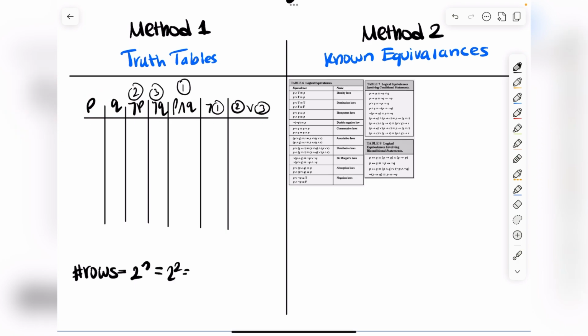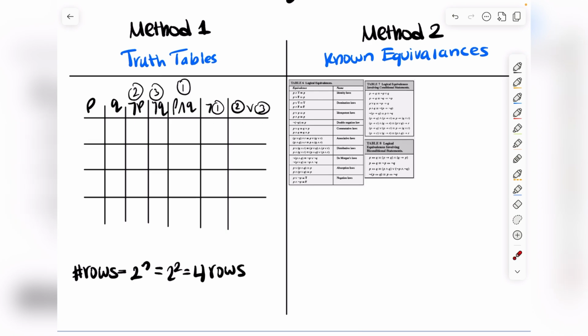This is 2 squared, which is 4, so we're going to need 4 rows. Second question, how do we fill in the table? We take the number of rows divided by 2. We write it under the first column. Then we keep dividing by 2 until we get to 1. We're done. This tells me how many trues and falses I'm going to have to start off with.